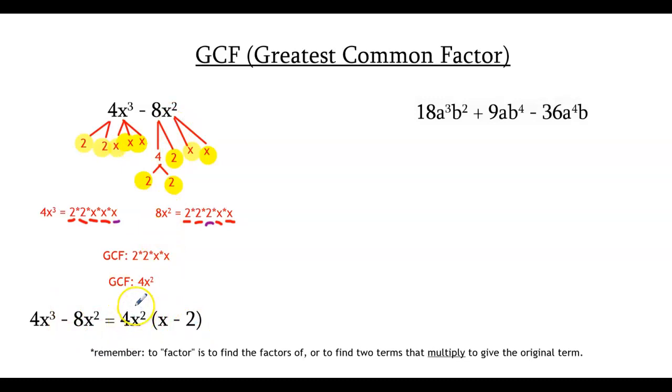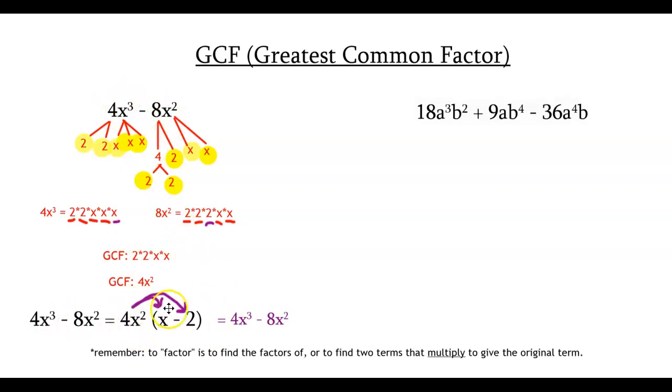If we take the GCF, which is 4x squared, and multiply it by x, what would we get? We'd get 4x to the third. And if we were to multiply 4x squared by negative 2, what would we get? Right, we would get negative 8x squared, which is our original expression in the first place. The original expression is 4x to the third minus 8x squared.